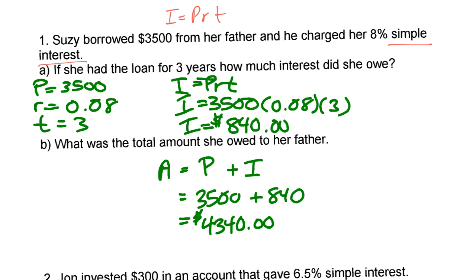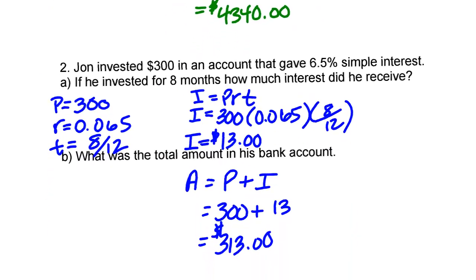The very next question asks us this: how much does she owe in total to her father? So basically, remember, the amount is always equal to the principal plus the interest, and you just add them together to get your final answer. All right, now let's move on to question number 2.